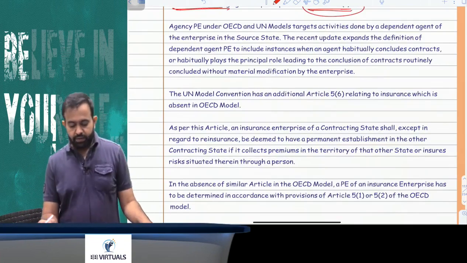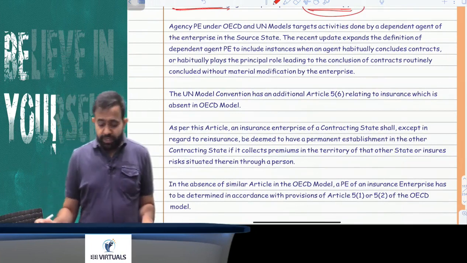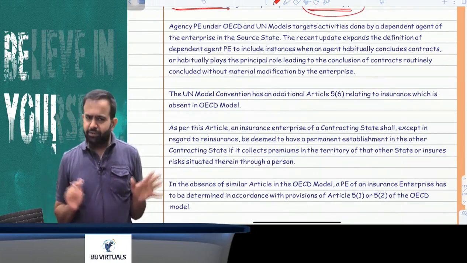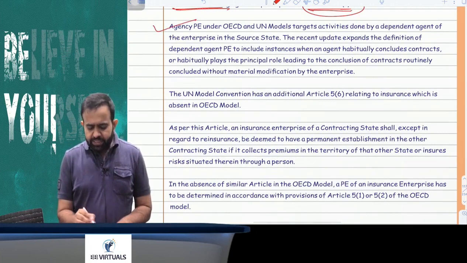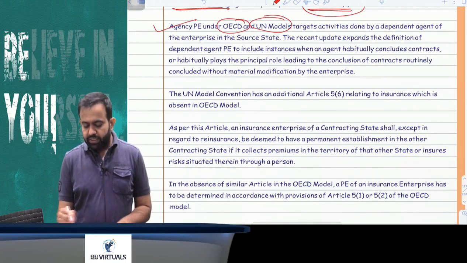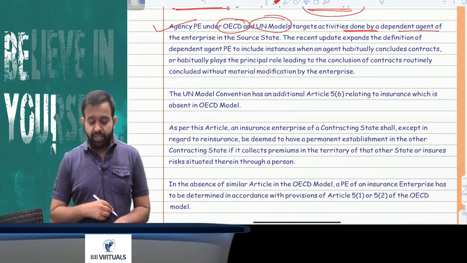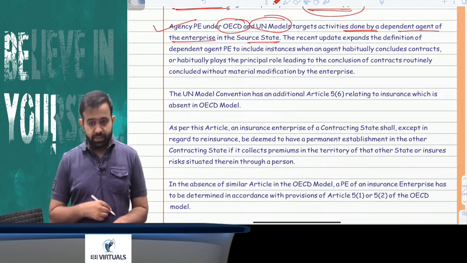Now the next part is related to agency PE. Agency PE is available in both. Agency PE under the OECD and UN models targets activity done by the dependent agent of the enterprise in the source state.